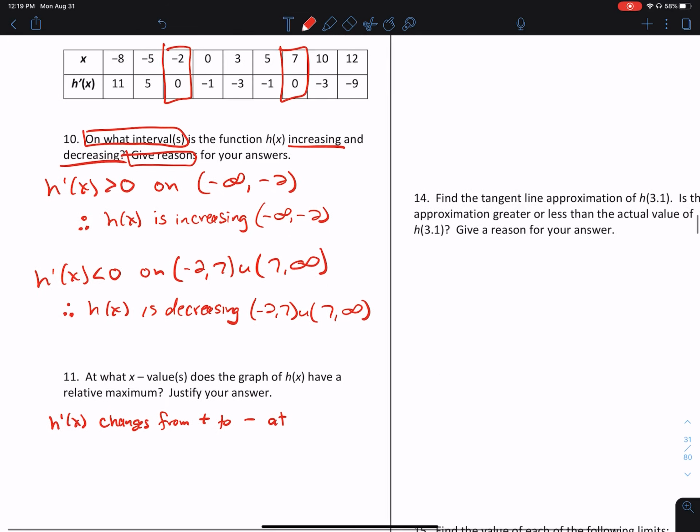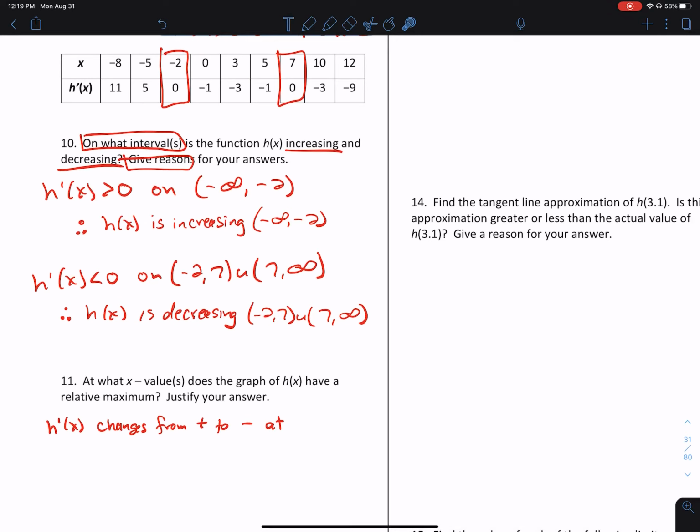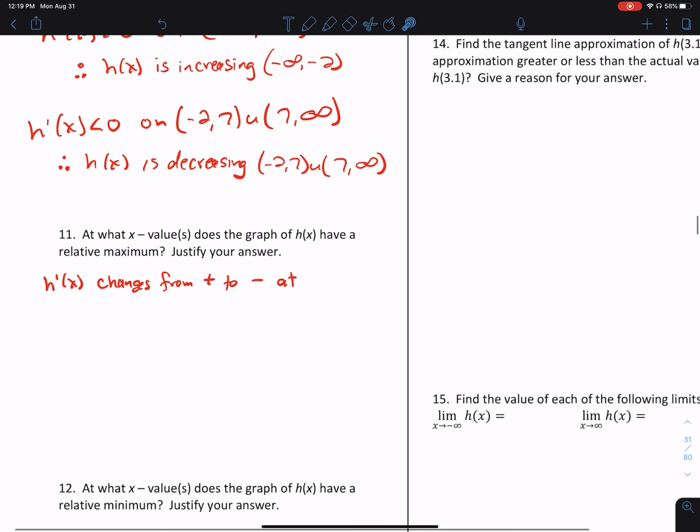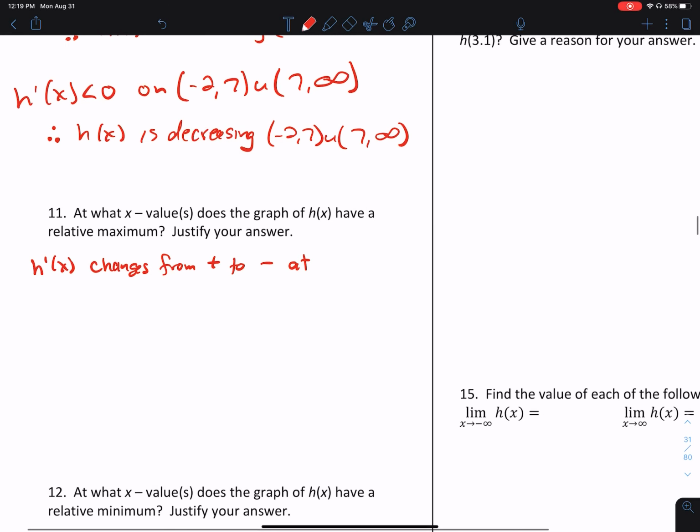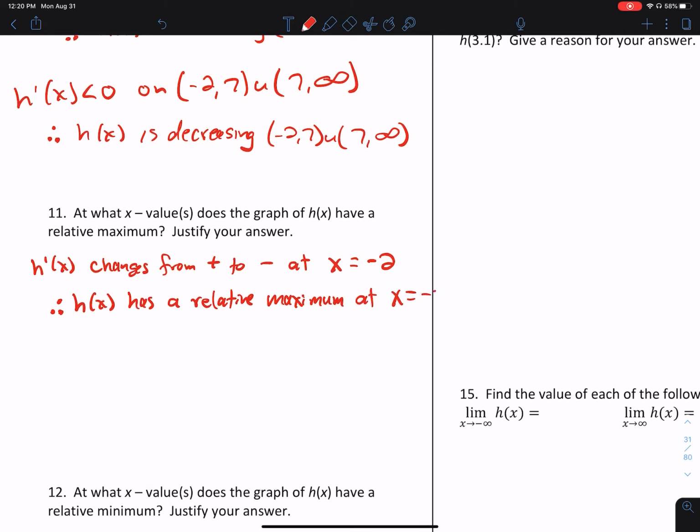And where does h prime change from positive to negative? It changes right here at x equals negative 2. It's positive on the left, it's negative on the right. So I could say h prime changes from positive to negative at x equals -2. My conclusion, therefore, h of x has a relative maximum at x equals -2.